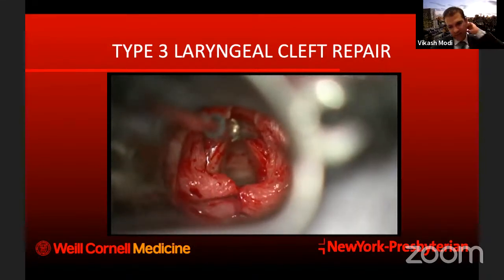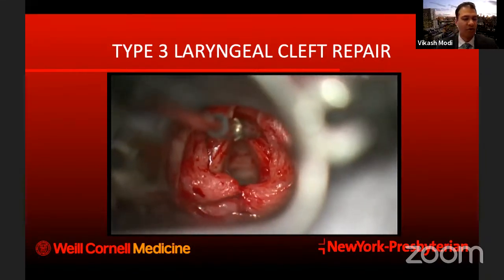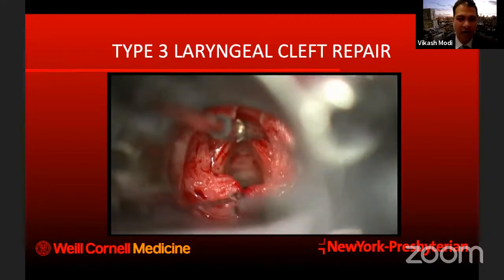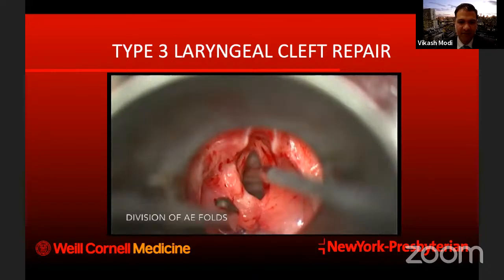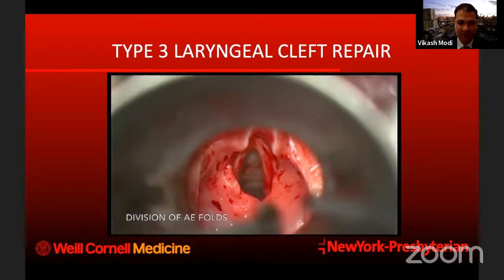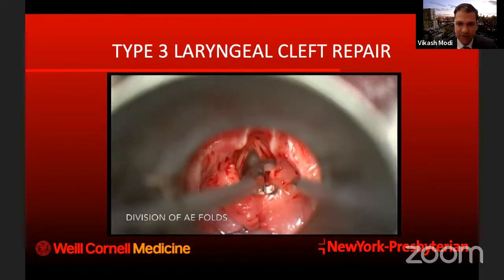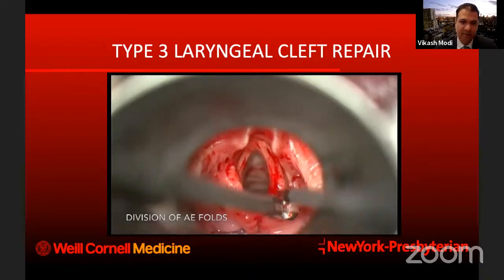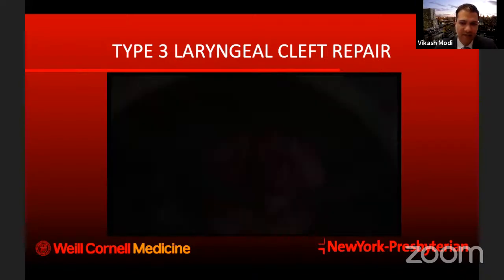And to reduce the tension on your anastomosis or on your suture line, I'll do a quick division of the aryepiglottic folds, not too aggressive, but that decreases your tension on the posterior glottis there. So here you can see we're dividing the aryepiglottic folds. Remember, really close to the epiglottis.